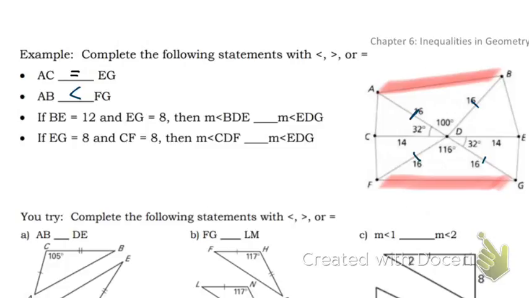Because their 16 would equal that angle, and 16 would equal the same angle. 16 would equal angle B, A, F, and G. So shouldn't those angles be the same? Well, nothing's to scale.